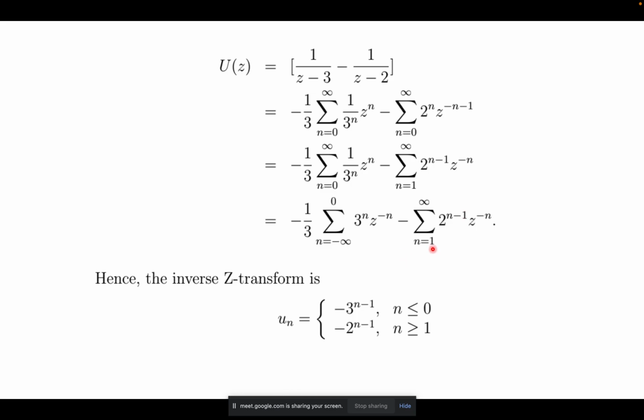Similarly, for n greater than or equal to 1, I have this sequence. For n less than or equal to 0, I have the sequence minus 3n minus 1, and for n from 1 to infinity, I have minus 2 times 2 power n minus 1. Okay, so I hope this question is clear.